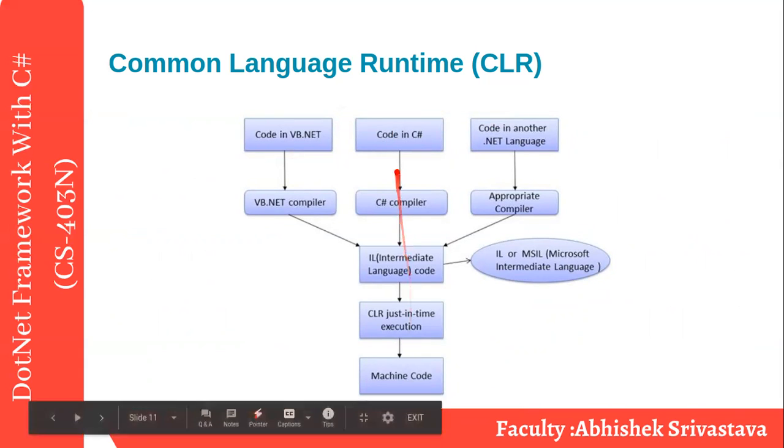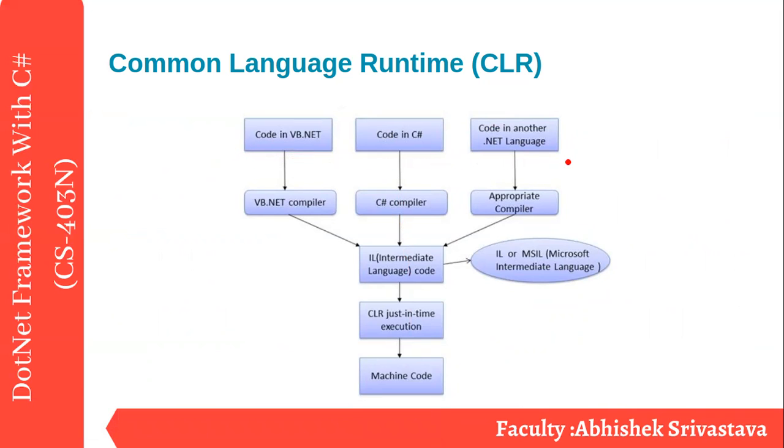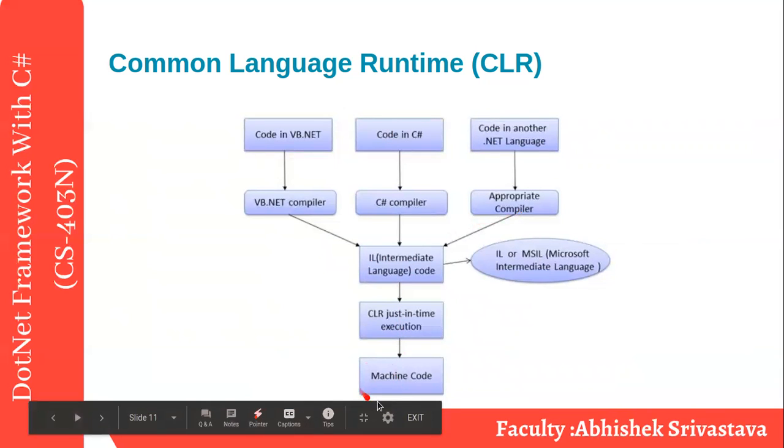Code in VB means a developer writes code in Visual Basic, C Sharp, or any other .NET language. The Visual Basic compiler, C Sharp compiler, or any appropriate compiler generates the intermediate language, IL, which goes to the CLR, the common language runtime, and it creates the machine code, or we can say native code.